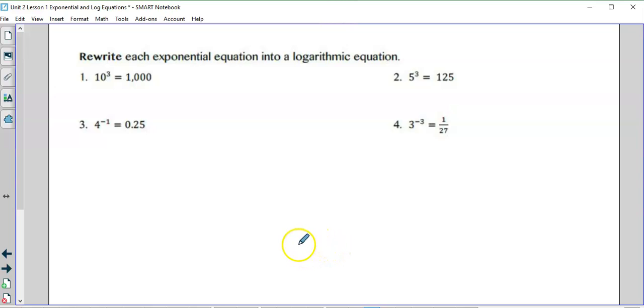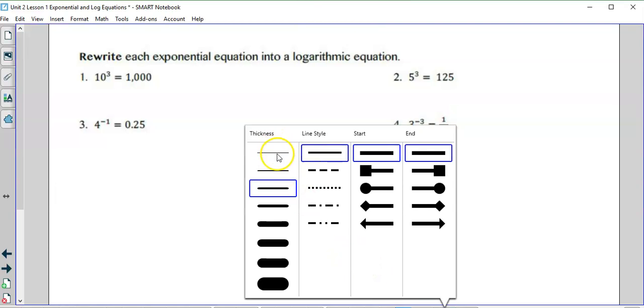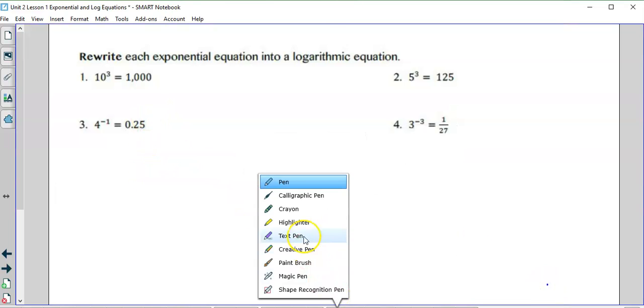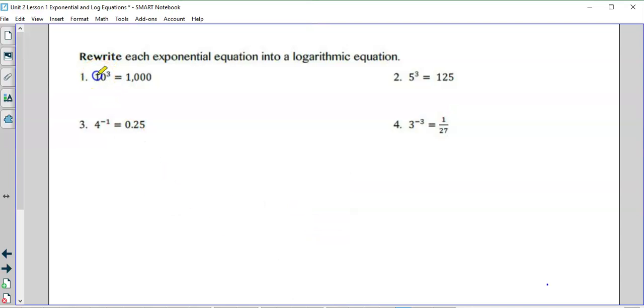Okay, so if I said write each of these exponential equations as a log equation, here's what you're going to do. Let me get my highlighter again. So base, I want a different color. Now that'll be fine. Purple. Okay, so base, I'm going to just color all the bases purple.